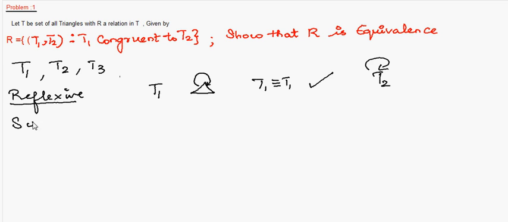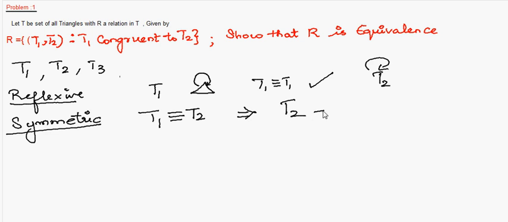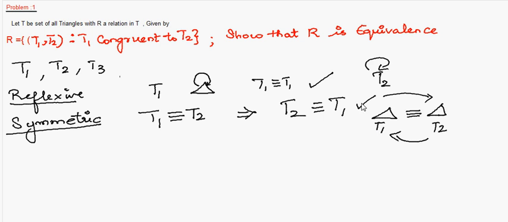Second property that has to be met is symmetry. Symmetric means, if I take for example two similar triangles T1 and T2, if T1 is similar to T2, then this implies that T2 is also similar to T1, correct? When I say these two triangles T1 and T2 are similar, obviously if T1 is similar to T2, T2 should be similar to T1. So symmetric property is also met.